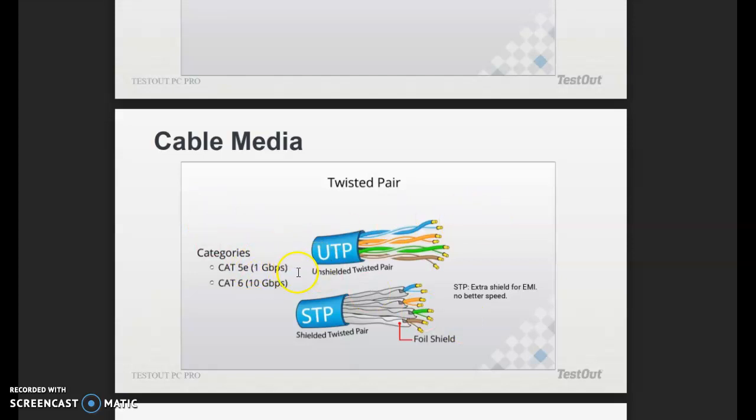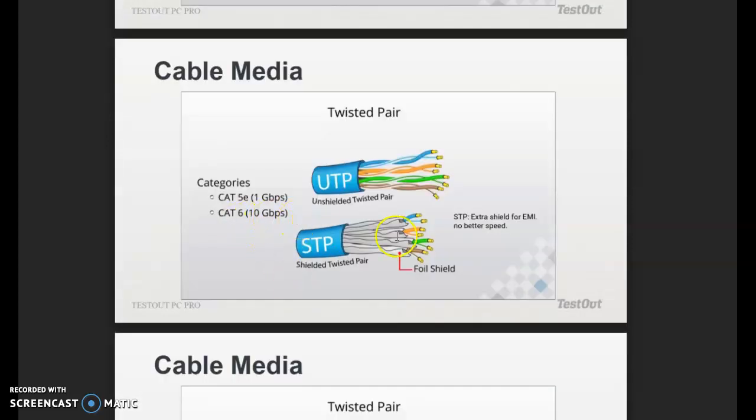And we have categories in use. It's Cat 5e, 1 gig, and Cat 6 is up to 10 gig. And for cable media, again, you could use these twisted cables for RJ45, which is the Ethernet cable, and RJ11 is the phone or DSL.